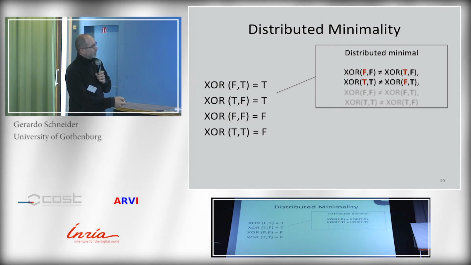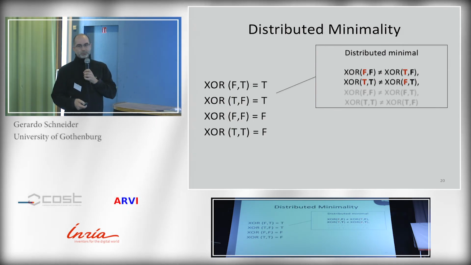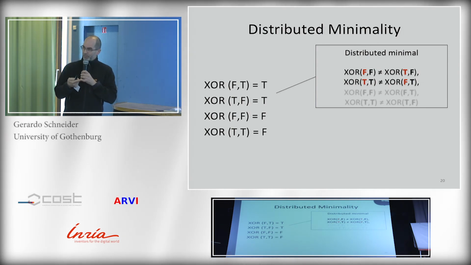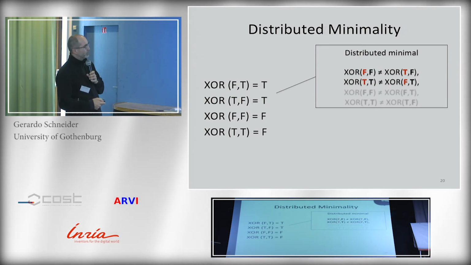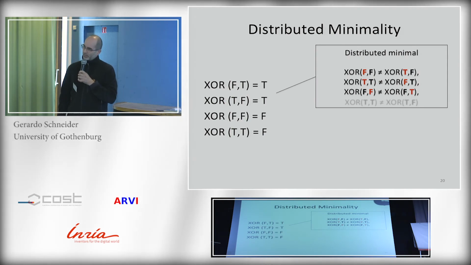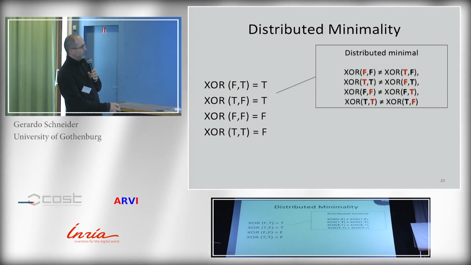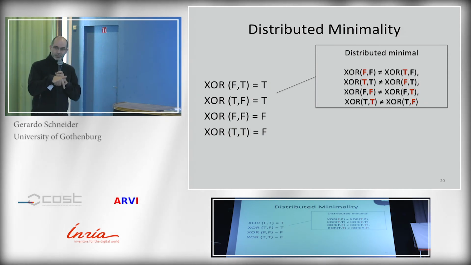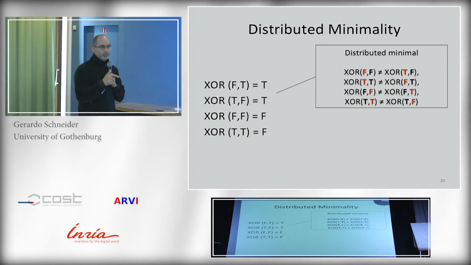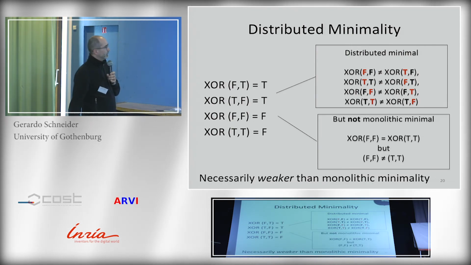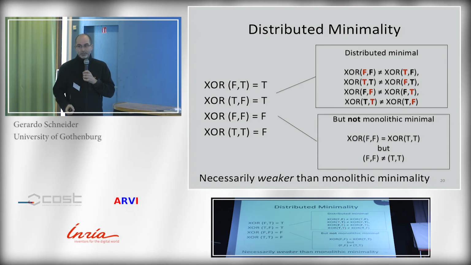So now, again, you fix the second one, true, and then you just make a variation on the first one. The output is again different, so that's okay. Now you take the first parameter, fix it to false, and make a variation on the second one. Again you get a different output, and again the last time. So indeed, under this definition, the XOR function is distributed minimal. But it's not monolithic minimal.